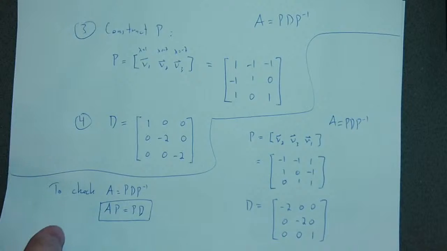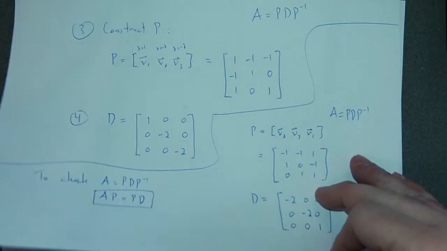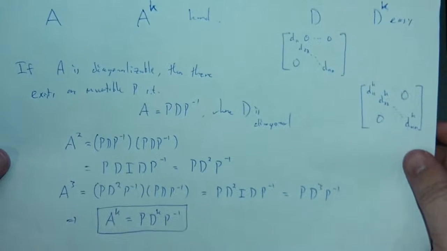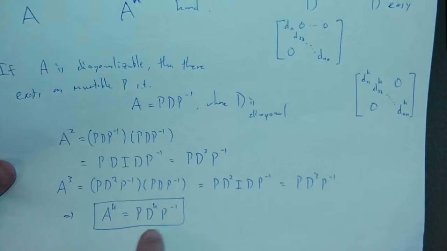Now, why did we need to construct P? If what you mean is, why do you need to construct P if all you care about is the diagonal matrix? P is important. P is the thing that diagonalizes the matrix A. And to go back to this thing that I had written here before, if you want to compute this A to the K, you need P.